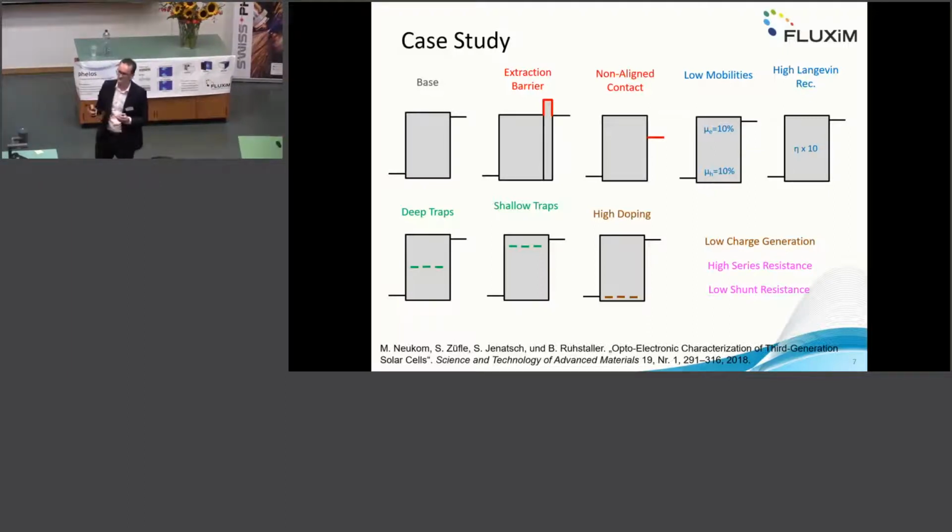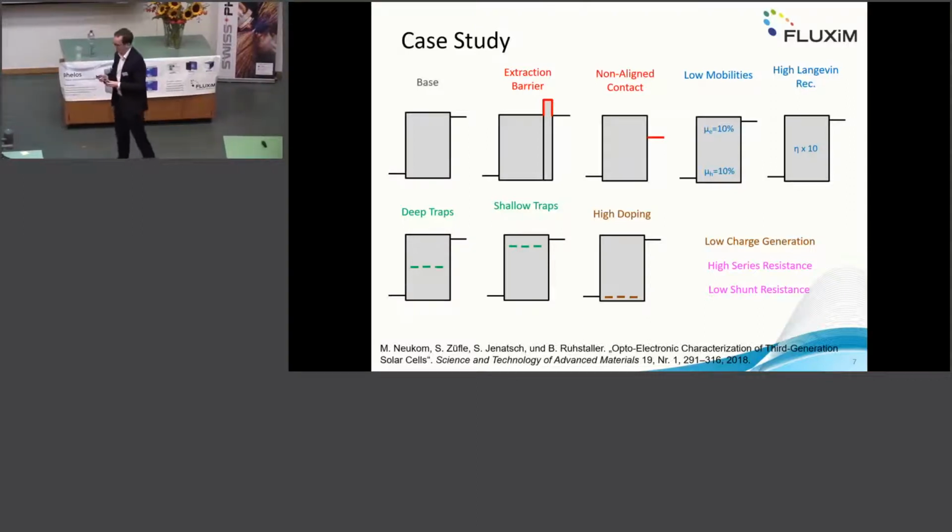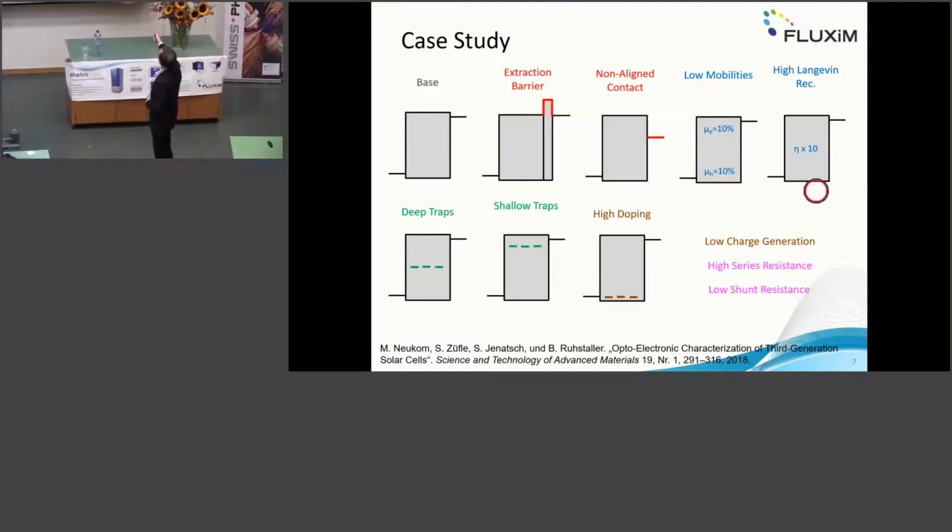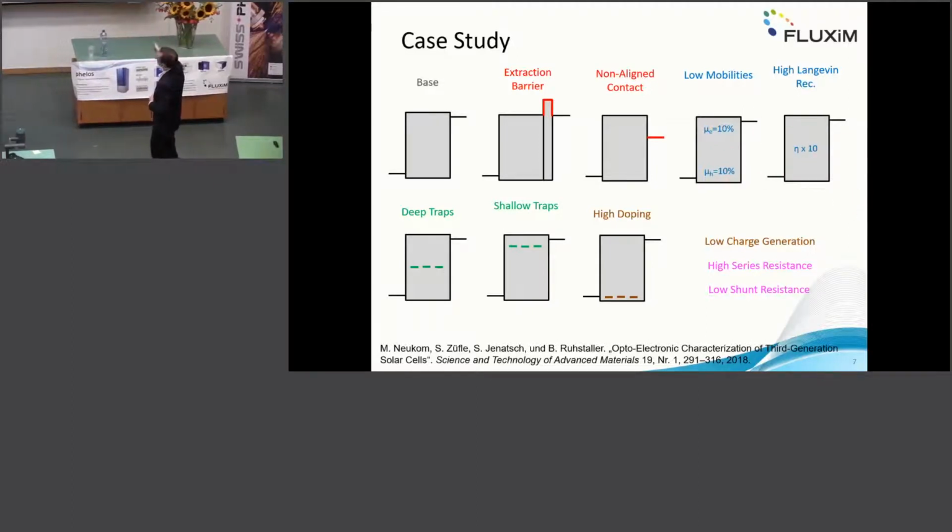Then we have one misaligned contact. For example, if you just put a metal there or something, that creates a contact that is just much lower. So what you would expect is then the built-in voltage is decreased. Then we have one case with lower mobility, which is decreased electron and hole mobility simultaneously. There is a case where we have much higher Langevin recombination efficiency.